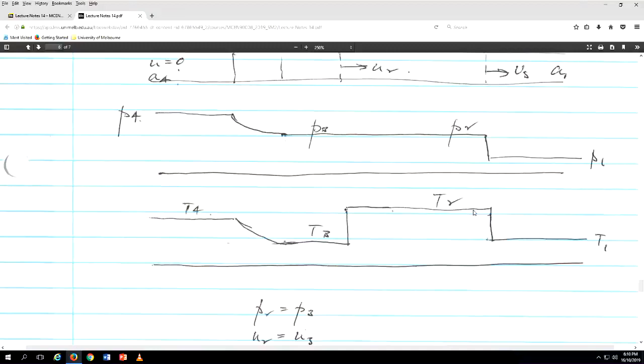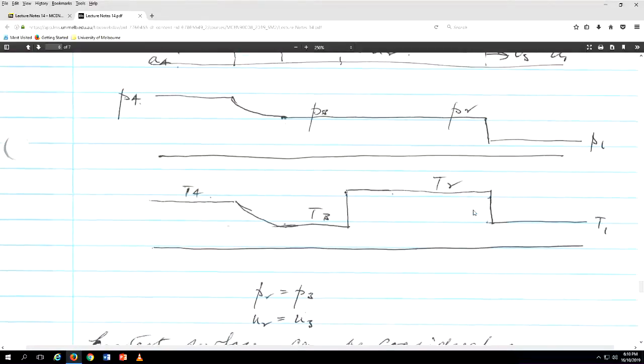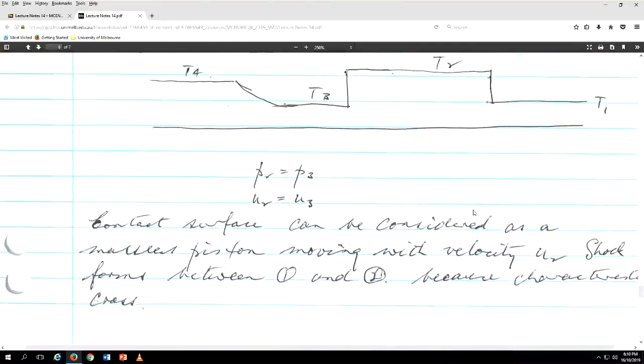And then the temperature rises because the pressure rises up to, and this is the expansion fan here. P2 is equal to P3 and U2 is equal to U3 is the contact surface condition. The contact surface can be considered as a massless piston moving with a velocity U2, and the shock forms between 1 and 2 because the characteristics cross.